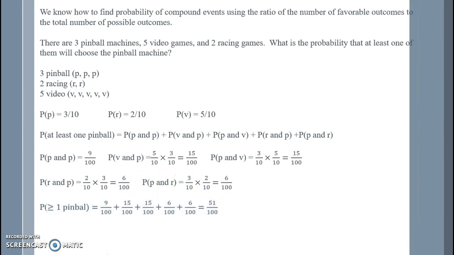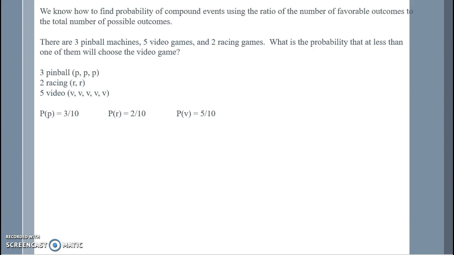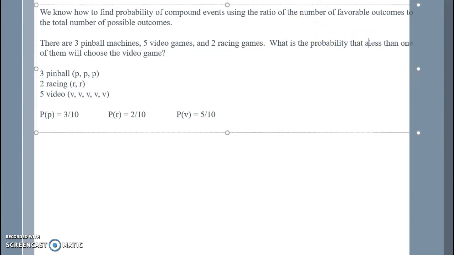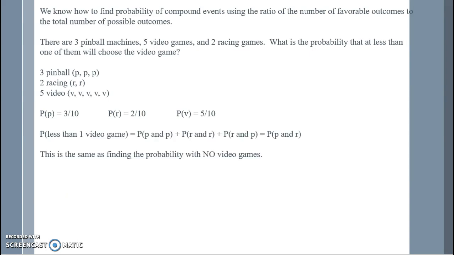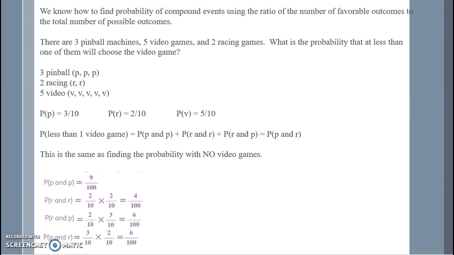51 hundredths. Again, keeping the same scenario, this time we want what is the probability that less than one of them will choose the video game. So less than one of them will choose the video game. All right, so less than one video game would be pinball and pinball, racing and racing, racing and pinball, or pinball and racing. Notice there is no video game listed in that probability. So this is the same as finding the probability with no video games.